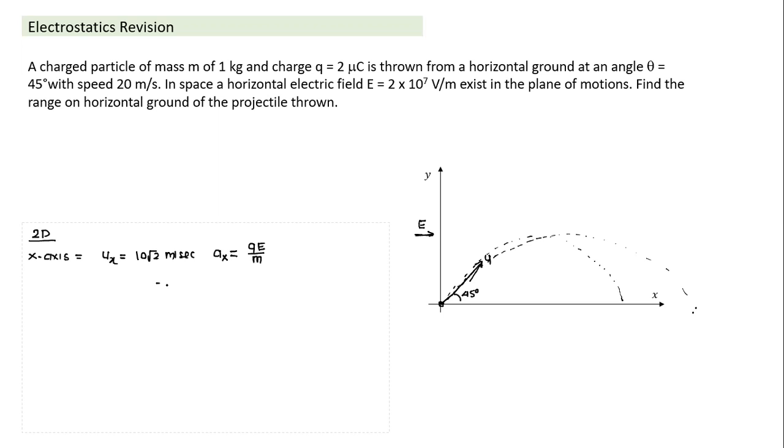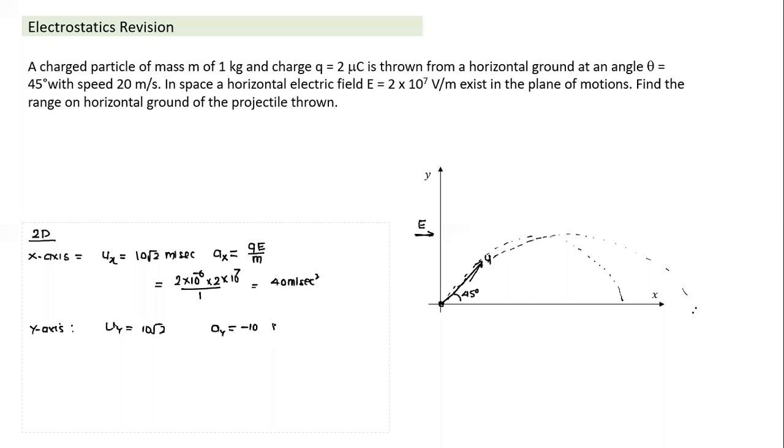If I find this acceleration, it will be equal to 2 into 10 to power minus 6, which is the charge, into 2 into 10 to power 7, which is the field, and the mass is 1 kg. That comes equal to 40 meter per second square. Oh, it's 4 times g. That's the acceleration. And what is happening in the y-axis? In the y-axis, there's absolutely no change. Uy is equal to, again, 10 root 2 meter per second, and ay is equal to minus 10.